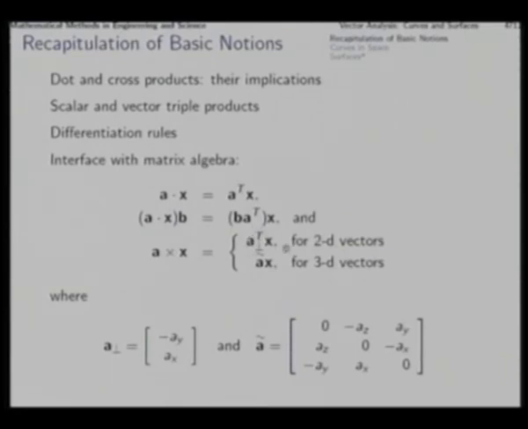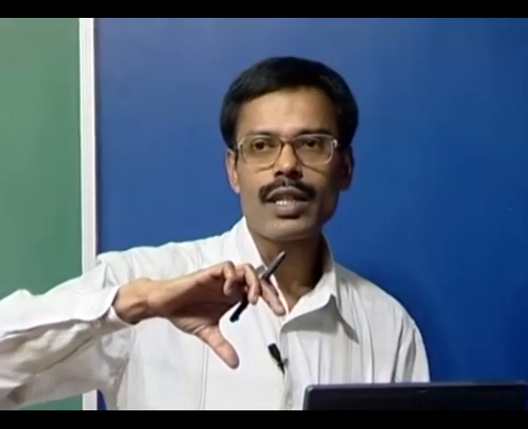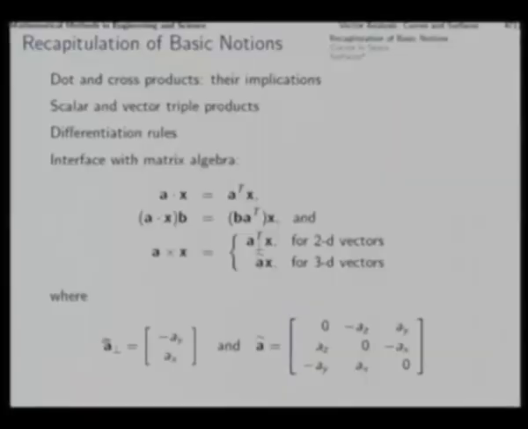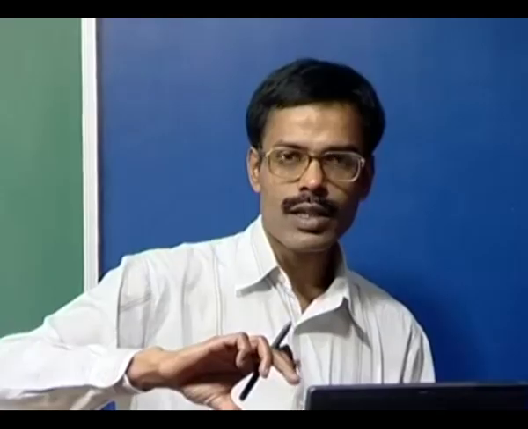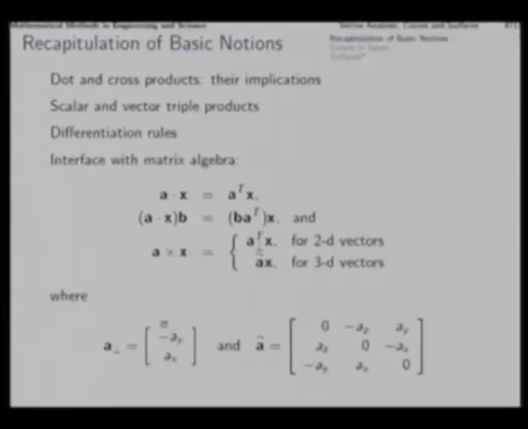In the case of 2D vectors, you get a perpendicular transpose x. Now, this particular notation a perpendicular is a vector which is a rotated by a right angle counterclockwise. So, if the vector a is (ax, ay), then the vector rotated by 90 degrees is this vector, and the inner product of this vector with x gives you the same result as you would get as a cross x.